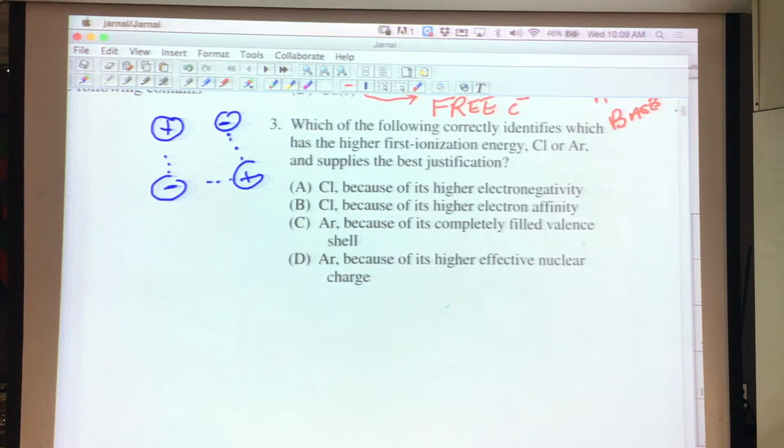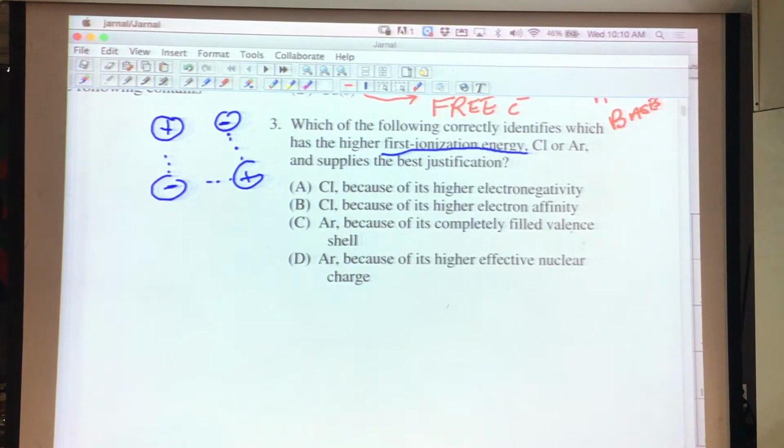Which of the following correctly identifies which has the higher first ionization energy? Okay. What is ionization energy? It's coming up a lot. We spoke about it a lot. It's the energy required to remove an electron. So the more stable you are, or the more tightly bound an electron is, the higher.